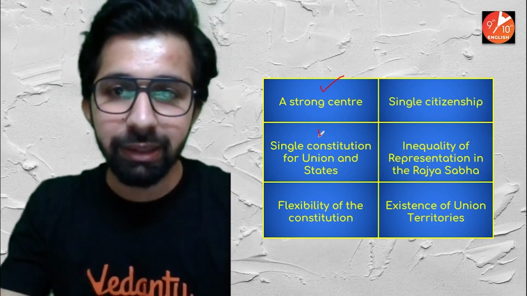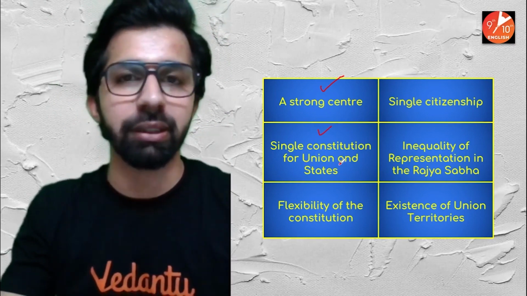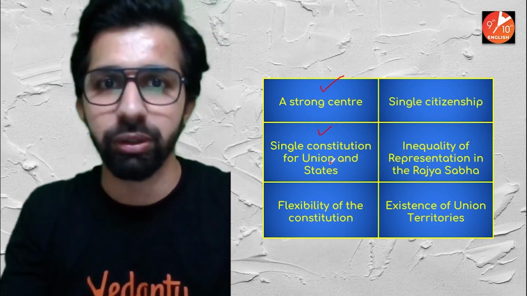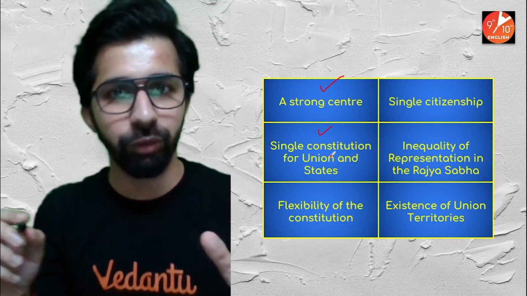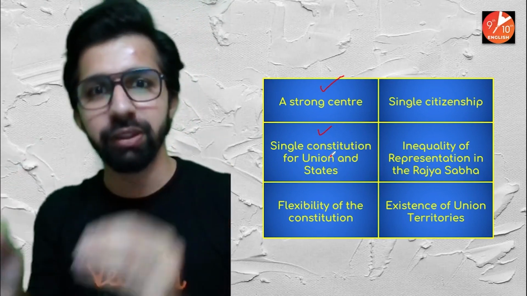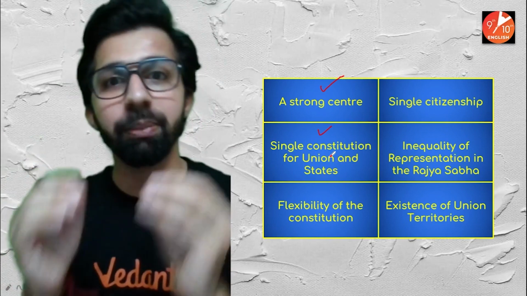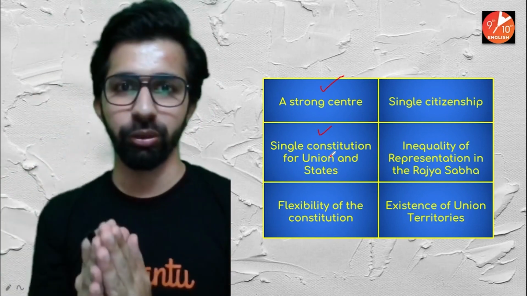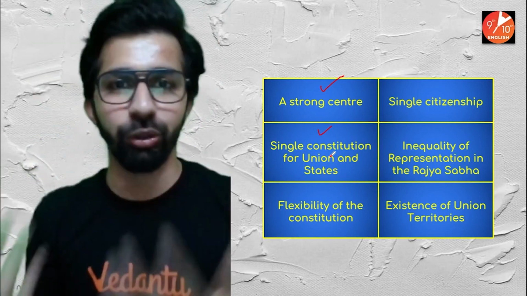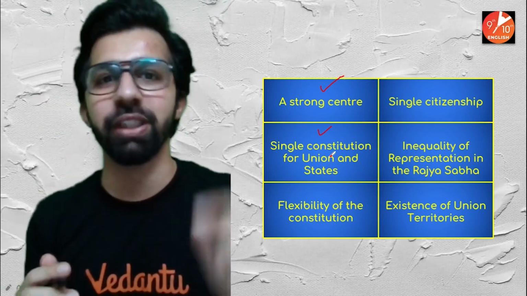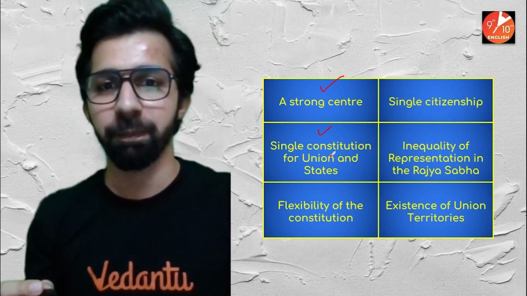Second, single constitution for union and states. So we have a single constitution. When the constitution was made, the rules and regulations in the constitution are applied to the state governments also. So a state cannot have its own constitution. This is one of the features of unitary government.